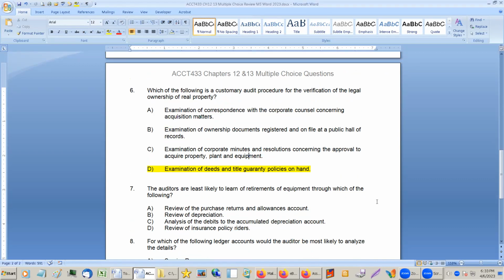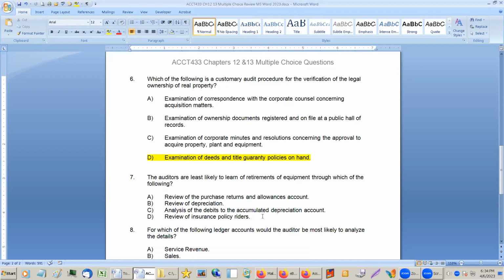Who picked E for this one? Number 7. There is no question. Yes, there is. Oh, actually, maybe you say no. There's no answer. Okay. The auditor is least likely to learn to try to repent through the following.